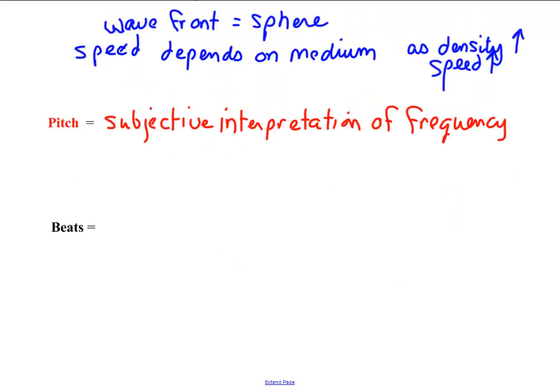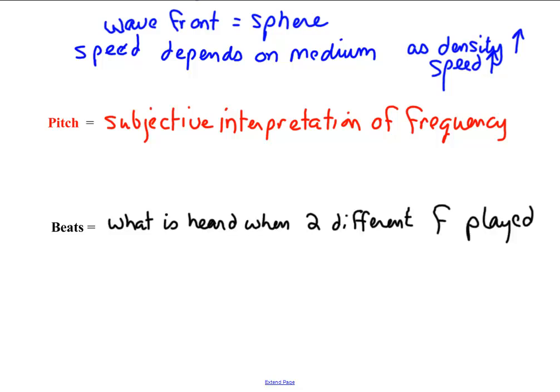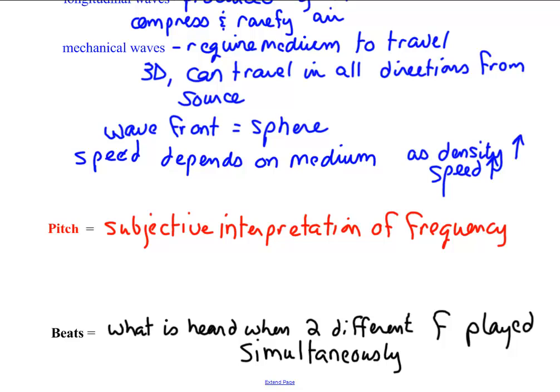The next thing we're going to take a look at is something called beats. And beats is what you hear when you have two simultaneous frequencies played. The frequencies are different. So that's the definition of beats. Let's take a look, first of all, and see what they look like. And in class, we'll be able to hear what they sound like.